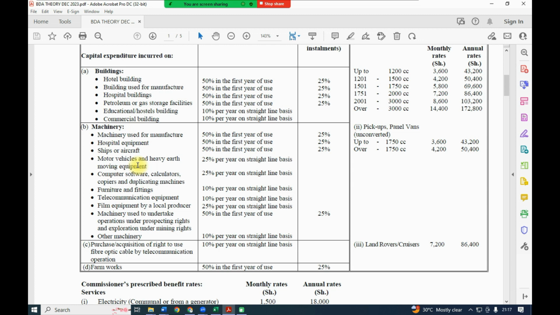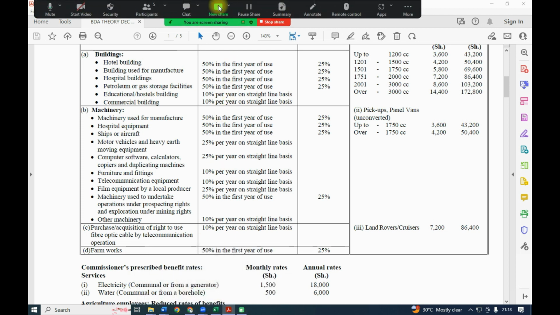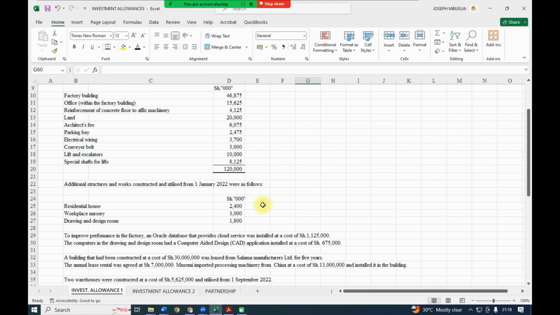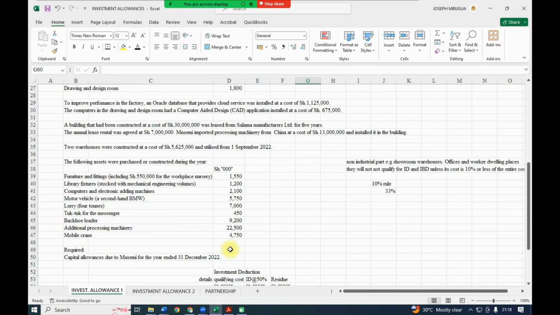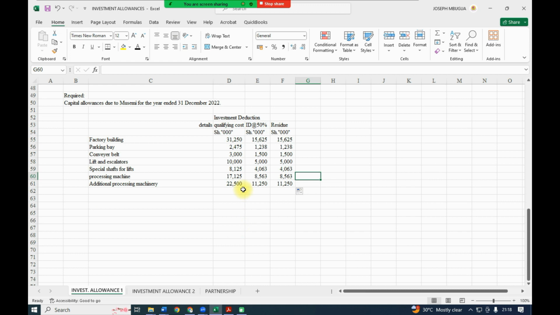So for the wiring, the one that I'm looking at is: purchase, acquisition of rights to use fiber optic cables by telecommunication. Like for the fiber optic, assuming we are dealing with wiring for that or any other electrical wiring, we shall deal with it at 10% per year. Category 2 for 10%. That's what we shall use. The wiring we shall place under category 2. Backhoe loader we shall place under category 1. I think that's all.